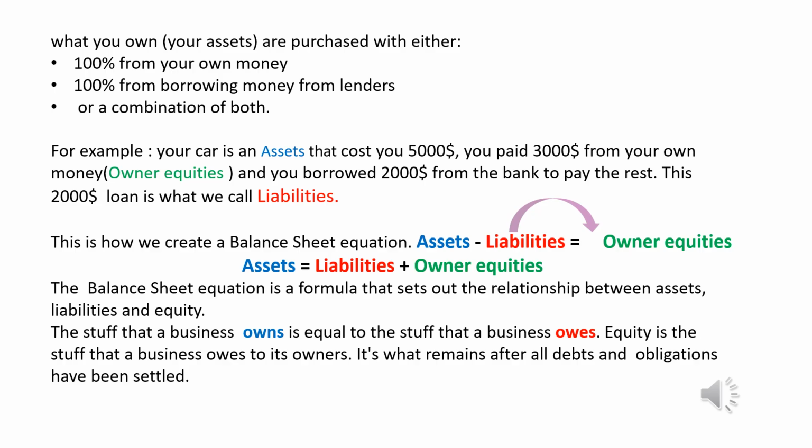This is how we create a balance sheet equation. We learned about the accounting equation. Assets minus liabilities equals owner equity. If we move liabilities to the other side of the equation, we will have the balance sheet equation. Assets equals liabilities plus owner equity. The balance sheet equation is a formula that sets out the relationship between assets, liabilities, and equity. The stuff that a business owns is equal to the stuff that a business owes. Equity is the stuff that a business owes to its owners. It's what remains after all debts and obligations have been settled.